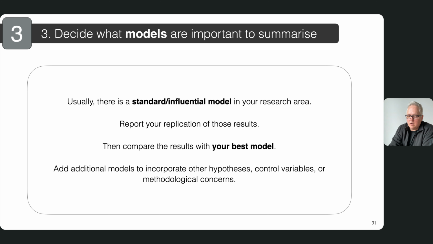And then you run a bunch of other supporting models to either incorporate other hypotheses, additional control variables like the positive and negative affect variables in the happiness report that I focused on earlier, as well as methodological concerns. Sometimes there could be different ways of specifying the dependent variable. There isn't enough range, so it doesn't meet the assumptions of ordinary least squares, a bunch of other things that are outside the scope of this class.